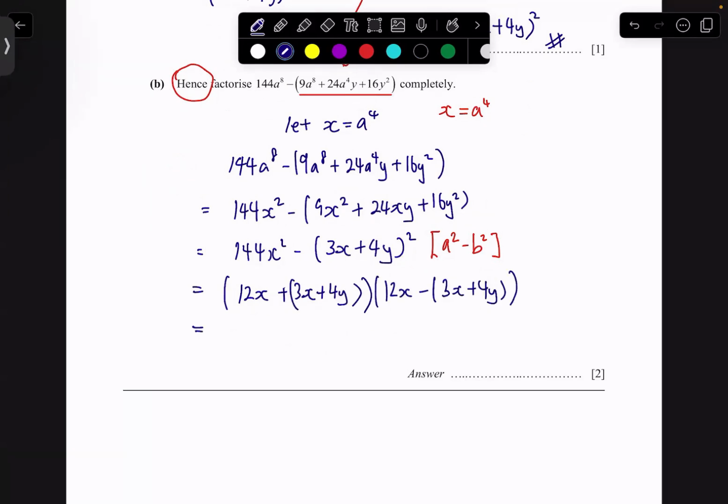Simplified, the first one should be easy: 15x plus 4y and 9x minus 4y. Which then goes back into, because the x was something that we subbed in, so now it becomes 15a⁴ plus 4y, 9a⁴ minus 4y.